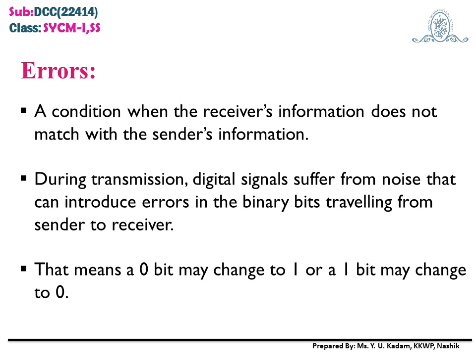First of all, let us discuss what we mean by error. Error is a condition when the receiver's information does not match the sender's information. During transmission, digital signals suffer from noise that can introduce errors in the binary bits traveling from sender to receiver. These errors can be classified into different categories.